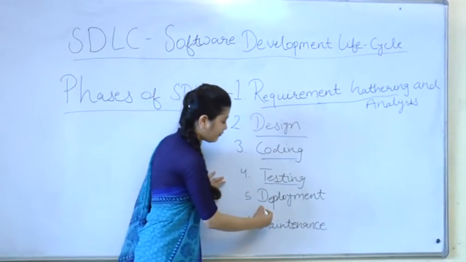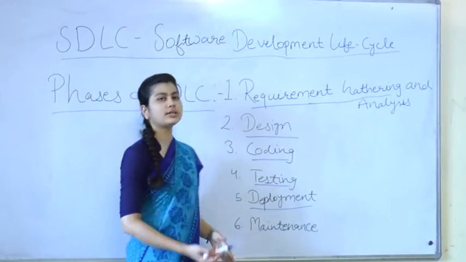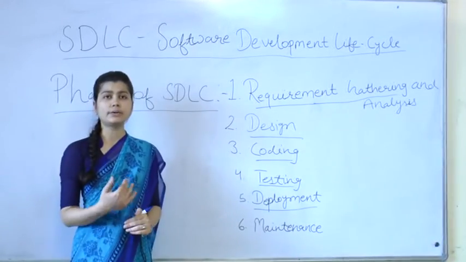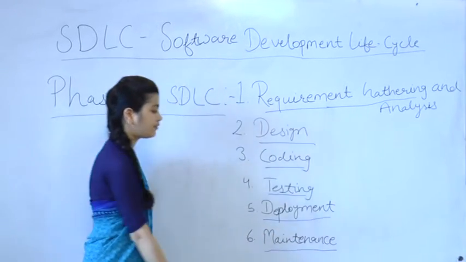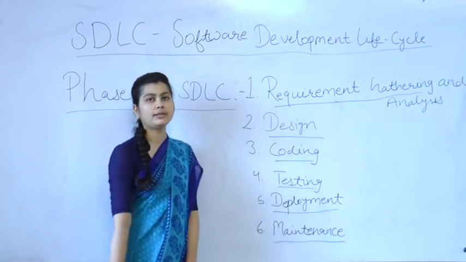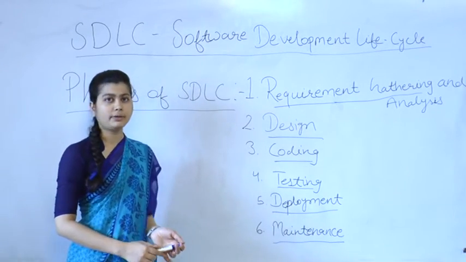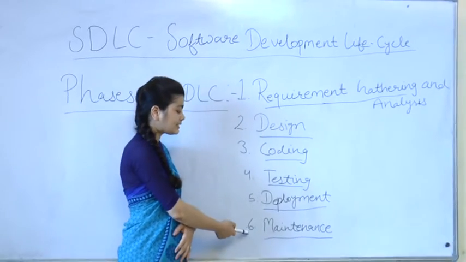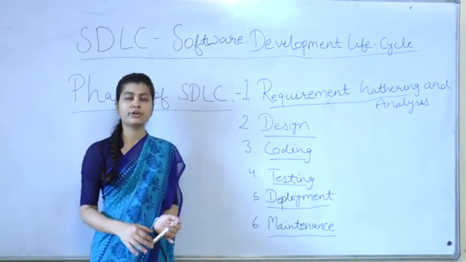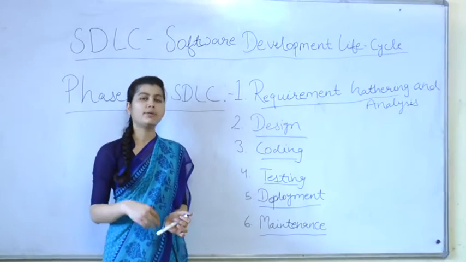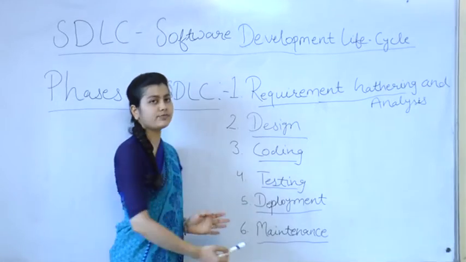After the deployment phase is completed, the maintenance phase comes. In this phase, the customer uses the product for their personal use. Once the customer uses the system, problems come up, and the problems are solved by the system developer. The phase in which the customer uses the software product or system, problems come up and their solutions are provided, is known as the maintenance phase.